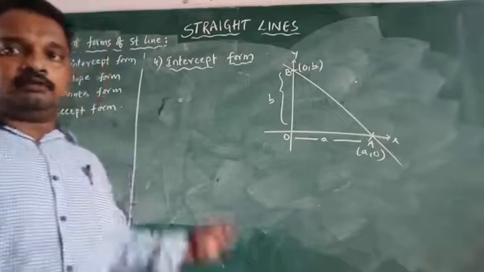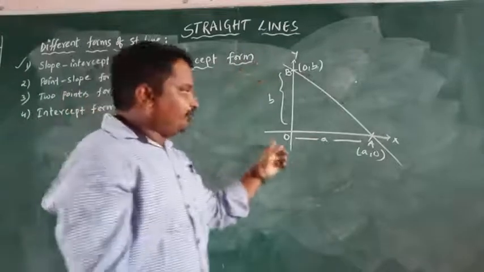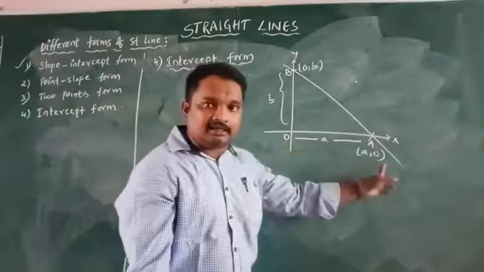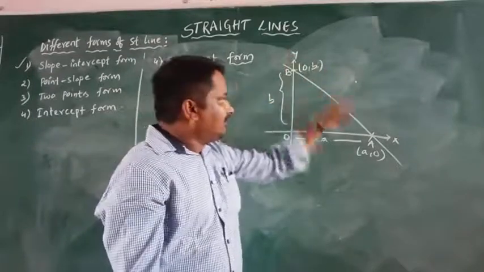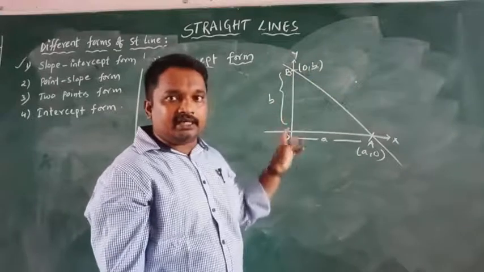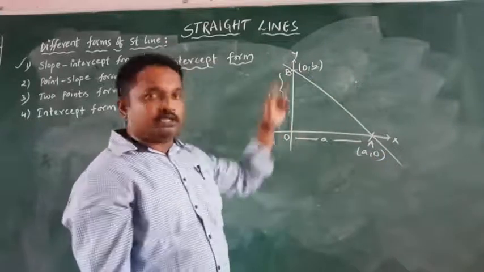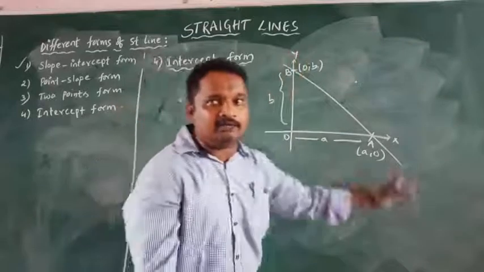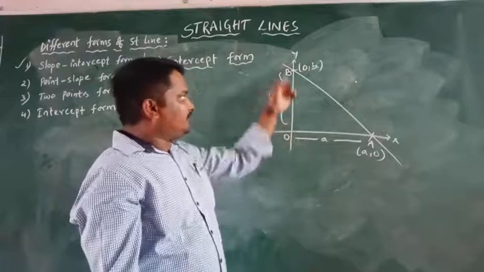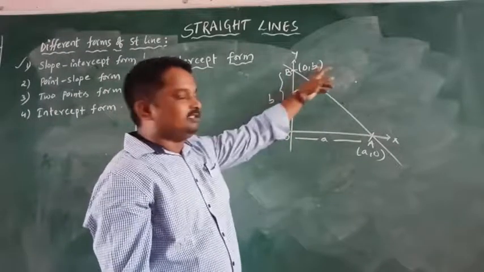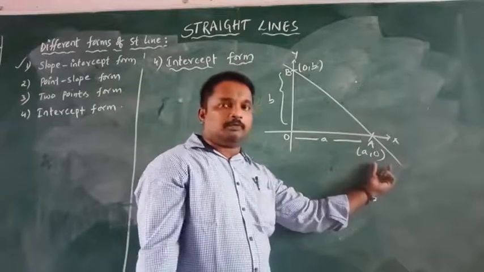So next, the last one, intercept form. If A is the x-intercept and B is the y-intercept, then what is the form? A line which makes intercepts with the x-axis of A units and the y-axis of B units. Then what is the form of this intercept line? Since the y-intercept is B, we can write it as the point (0, B). The x-intercept A, we can write as the point (A, 0).